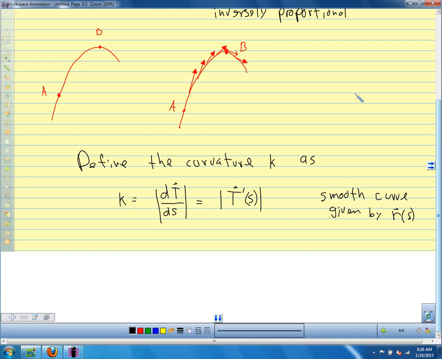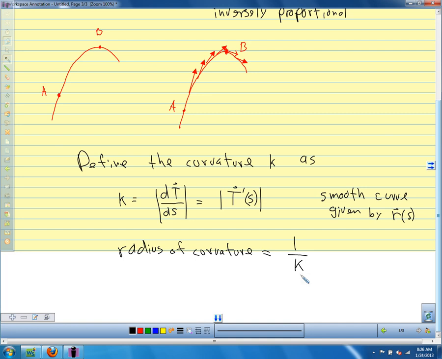And we said we thought that the radius and the curvature should be inversely proportional. So we're just going to define the radius of curvature as 1 over K. So our radius of curvature is just the inverse of our curvature.